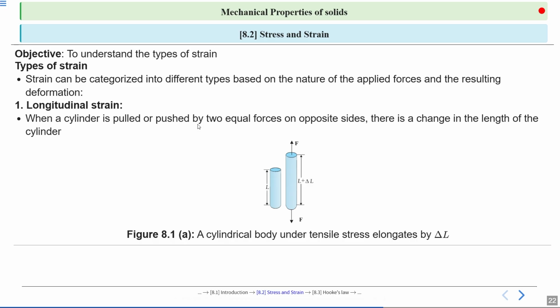So when a cylinder is pulled or pushed by two equal forces on opposite sides, there is a change in length of the cylinder. This is a classic case of longitudinal strain. The figure here shows how the cylinder elongates by a certain amount delta L under tensile stress. Look at here, the forces are applied and the resulting deformation. The forces are first one vertically downward and vertically.